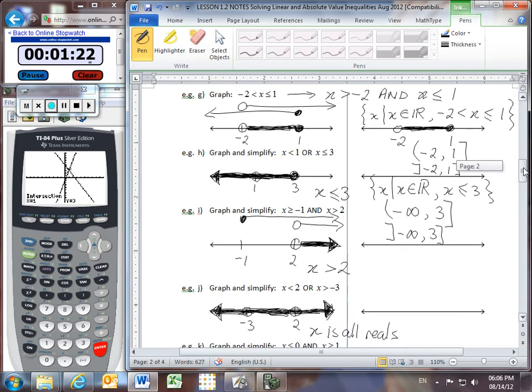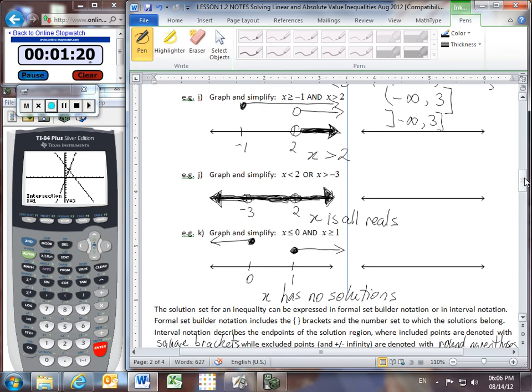Alright, we've still got a couple more to do. I. In formal set builder notation, I've got x such that x is an element of the real numbers, but x is greater than 2. In interval notation, my left-hand endpoint of my solution region is 2, not included, and my right endpoint is positive infinity, which can never be included.